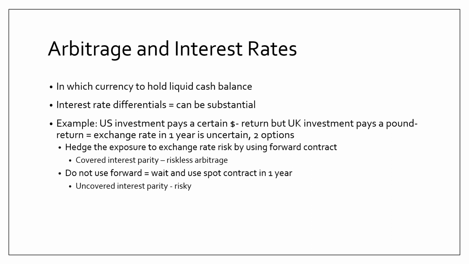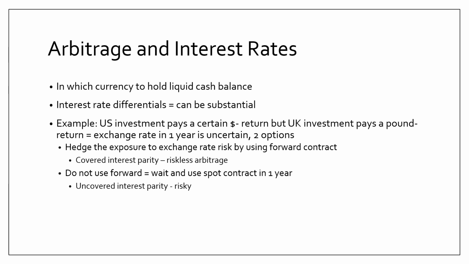Arbitrage and interest rates. An important question for investors is in which currency to hold their liquid cash balances. For example, a trader working for a New York bank could leave the bank's cash in a yen deposit or in a US dollar deposit. Interest rate differentials between currencies can be substantial. Would it make sense for a US trader in New York to sell dollars and buy pounds to invest in the UK for 1 year?